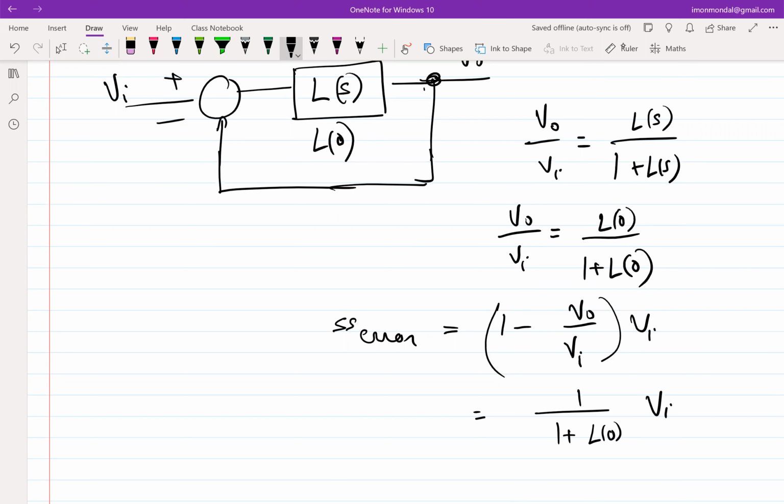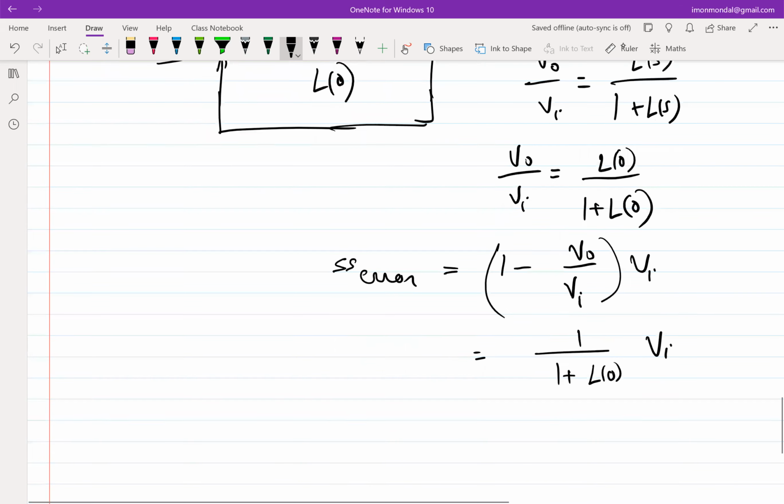Okay, so as you see, if L of 0 goes to infinity, then the steady state error goes to 0, and that's what we have been arguing for so long, that if the integrator is ideal, your error has to be 0. But in this case, if the integrator is not ideal, that is, it has a finite DC gain, you will have some error, and this error is approximately equal to Vi by L of 0. As long as L of 0 is much greater than 1, your steady state error is approximately equal to Vi by L of 0.